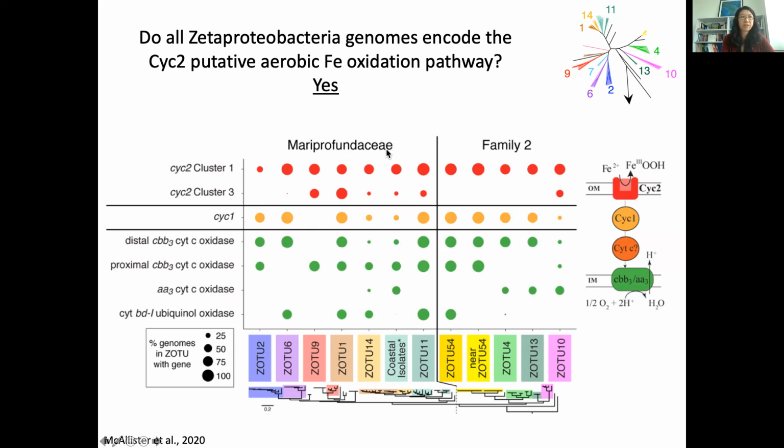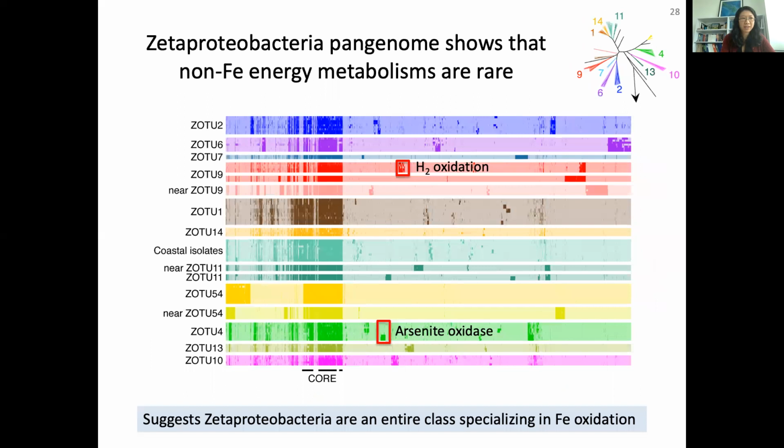Not only do they all have this putative iron oxidation gene, when we looked at the full pan-genome, so now every genome is a line here, you can barely see it, and then every gene is a column, when we look for other metabolisms besides iron oxidation, we hardly find anything. It's very rare, unless of course we don't recognize them, but there are a lot of metabolisms that we should recognize, right? Sulfur oxidation, etc. Organic oxidation, we don't see those. And so this emptiness suggests that Zetaproteobacteria are actually an entire class specializing in iron oxidation, which is consistent with where we find them. We tend to find them in association with iron.